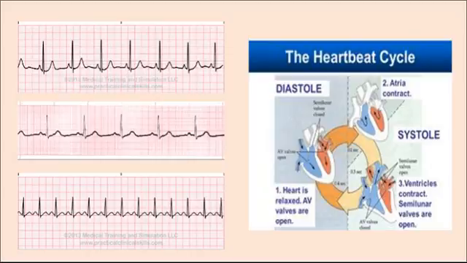You're going to get a history of what caused it. Are they dehydrated? Did they take illicit drugs? Is it a lot of caffeine? Is it stimulated by nicotine? Cocaine is a big drug. Cocaine and amphetamines, like in meth, can cause this tachycardia.